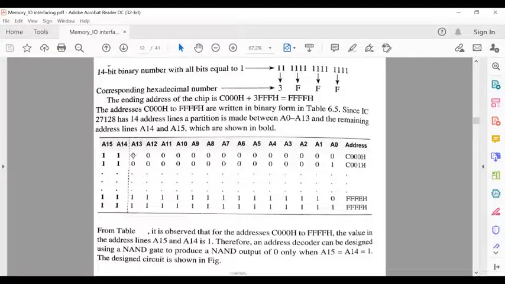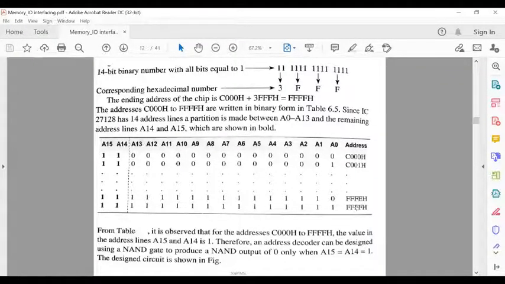These are the 14 address lines. Your remaining address lines will be the same for all positions, so it will be 1 1. Take that 1 1 and you can easily calculate the starting address of this device, which is 1100, that is C, then 0000 is 0, then again 0000 is 0, and the last 0000 is 0. So that is the starting address and the ending address.